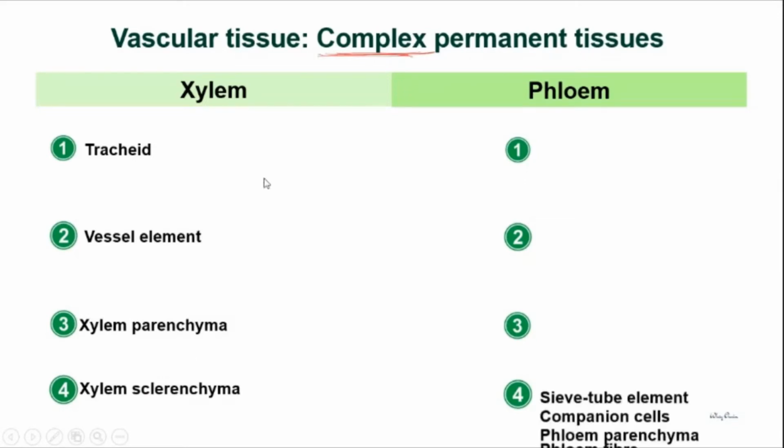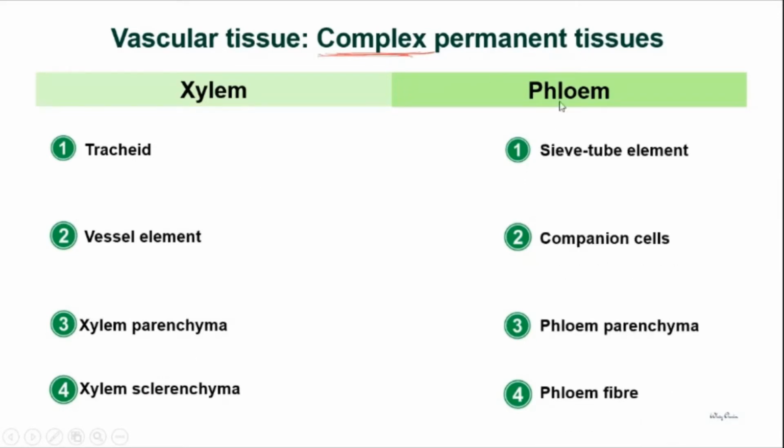Among the four types of cells, they can also be found in the phloem, which consists of sieve tube elements, companion cells, phloem parenchyma, and phloem fibers. So all these four types of cells can be found in xylem and phloem respectively.